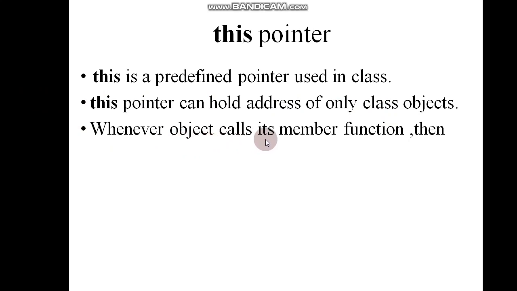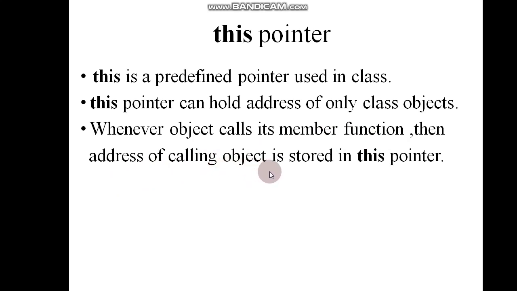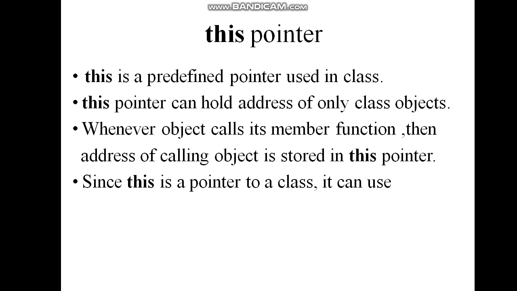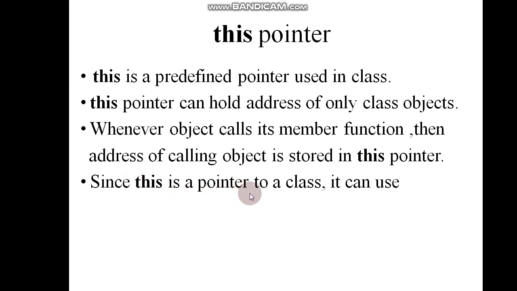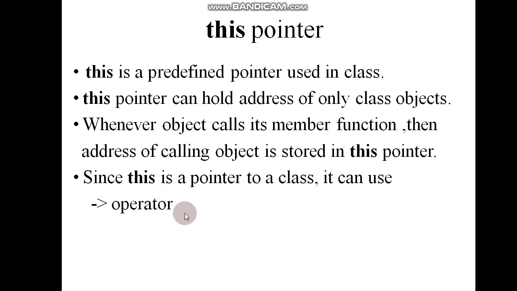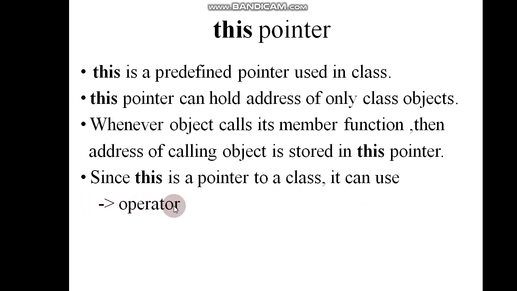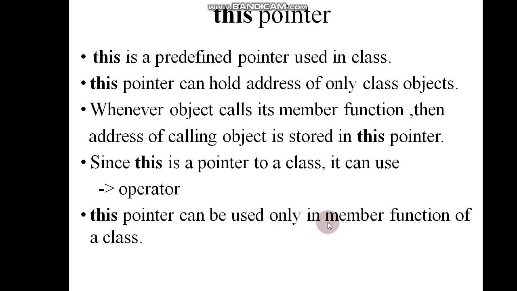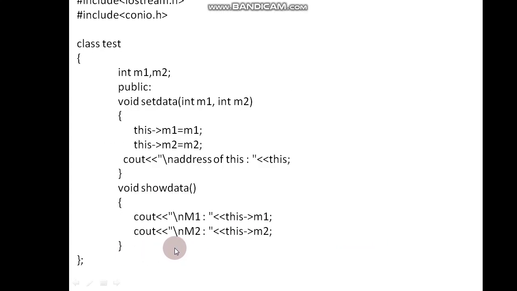Whenever an object calls its member function, the address of the calling object is stored in this pointer and this pointer will be passed to the member function implicitly. As this is a pointer to a class, it can use arrow operator to access the data members inside member function. This pointer can be used only in a member function of a class. To understand this, let's have an example.